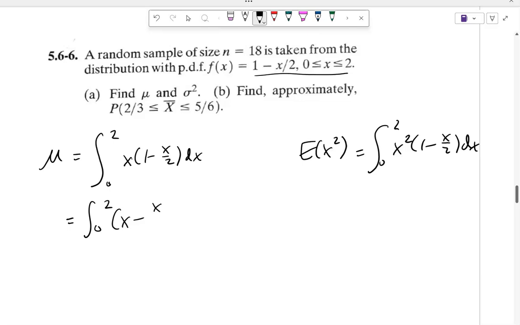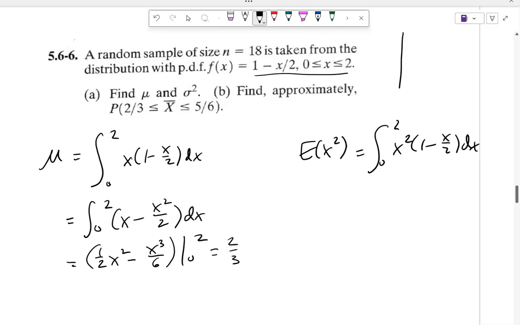So we'll do x minus x squared over 2. 1/2 x squared minus x cubed over 6. And I think you get 2/3.